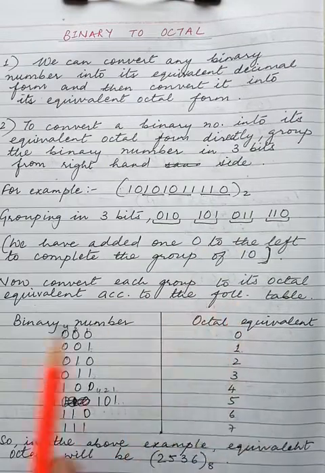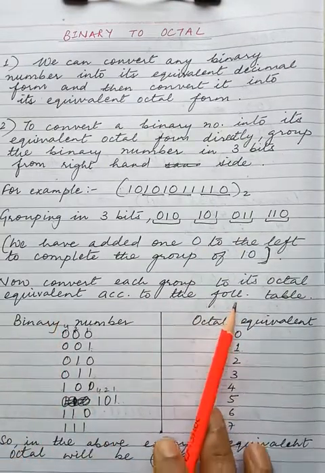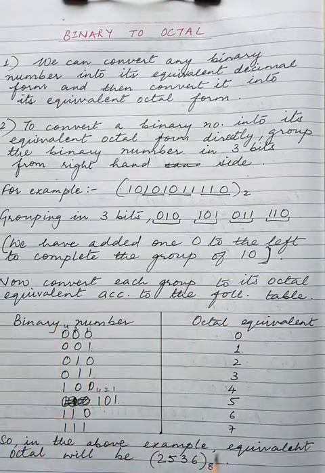Now convert each group to its octal equivalent according to the following table. See this table carefully. This table is exactly similar to the table which was given in the previous conversion of octal to binary.